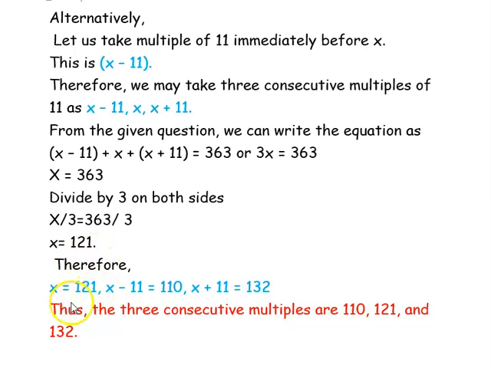So what we have taken, x is 121, that is the middle multiple of 11. So x minus 11, that is 110, and the next multiple is x plus 11, that is 132. So the three consecutive multiples are 110, 121 and 132. So thus what we got is correct.